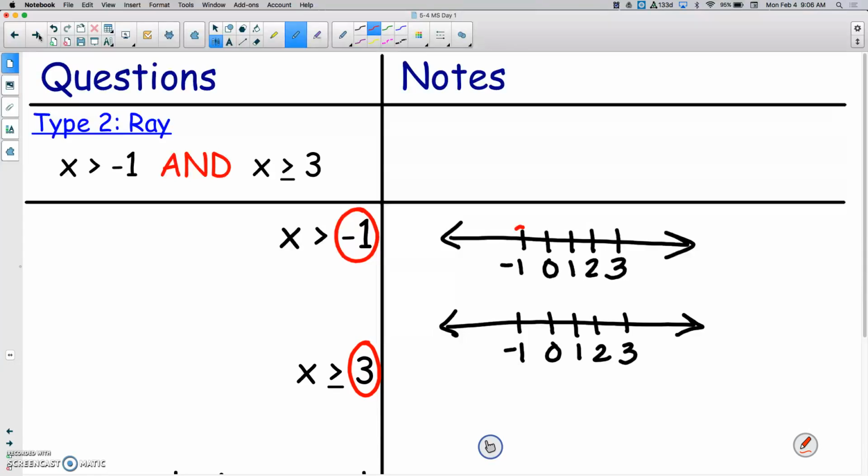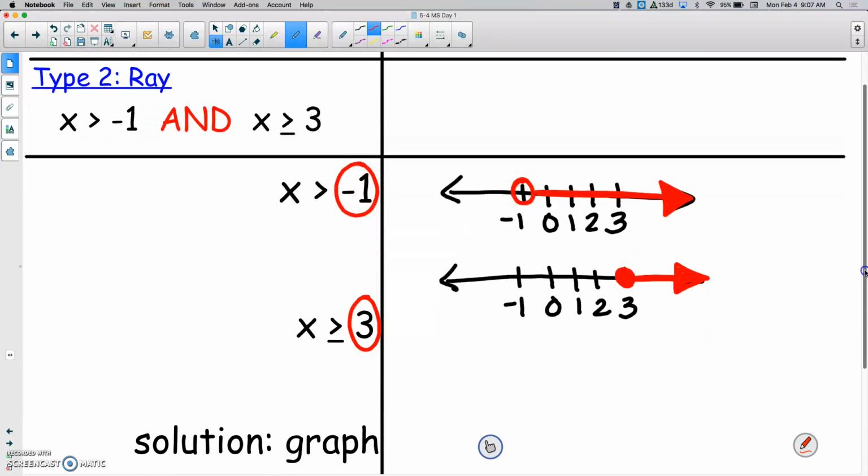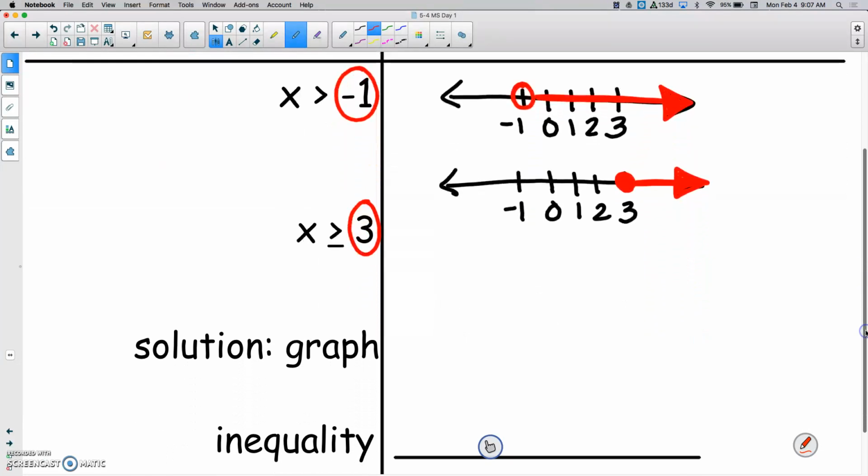The first one is greater than -1, so open circle to the right. The second one, greater than or equal to 3, closed circle, but also going to the right. So what happens this time as we look for the intersection?